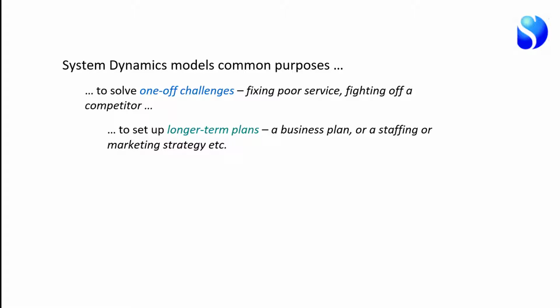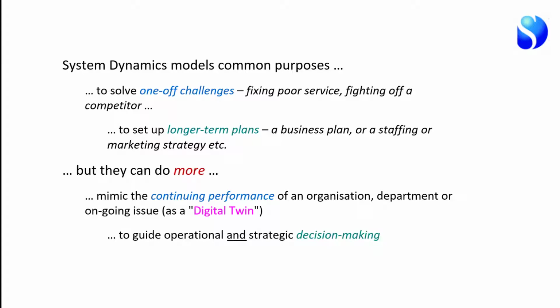Now, system dynamics models are typically built to serve two common purposes, either to solve one-off challenges like fixing poor service quality or fighting off a competitor, or to set up longer-term plans, a business plan, for example, or a staffing or marketing strategy. But system dynamics models can do more.